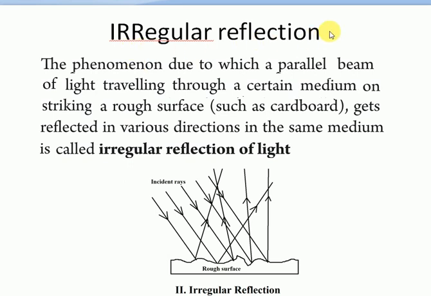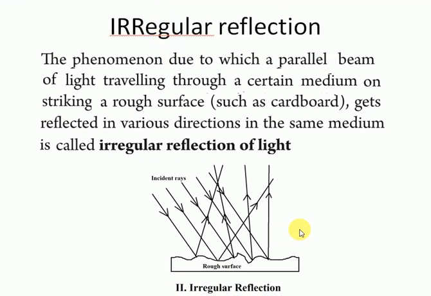Irregular reflection: the phenomenon due to which a parallel beam of light traveling through a certain medium, on striking a rough surface, gets reflected in various directions in the same medium is called irregular reflection of light.